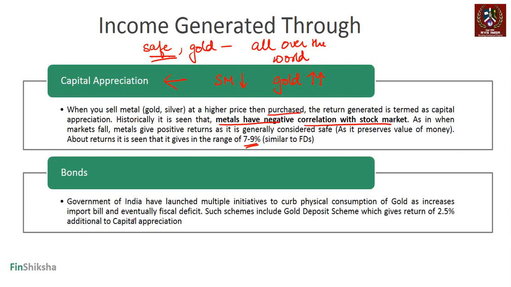How can you make more money in gold? In India, the government has launched multiple initiatives to curb the physical consumption of gold. Why? Because we import all our gold, and when we import gold, it increases the import bill and eventually creates a problem in terms of the deficits that we have. So India has a sovereign gold bond at this point of time. In addition to the gold price movement, it gives you another 2.5% annually.